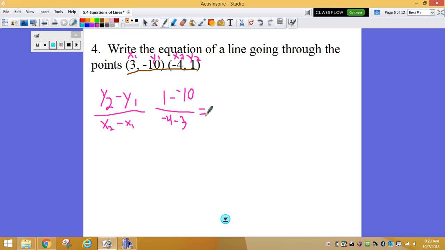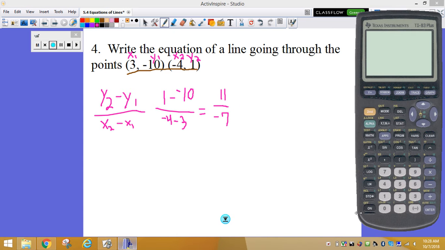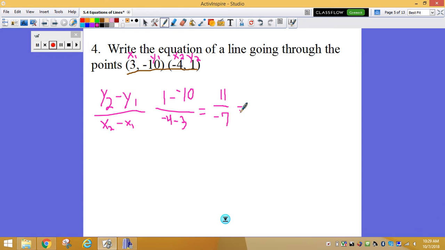So we solve the top. 1 minus negative 10 is 11. We solve the bottom. Negative 4 minus 3 is negative 7. And our last step, remember, was to divide. So we would do 11 divided by negative 7. We don't like decimals, so we're going to change it to fractions. So hit math, enter, enter. So your slope is negative 11/7.